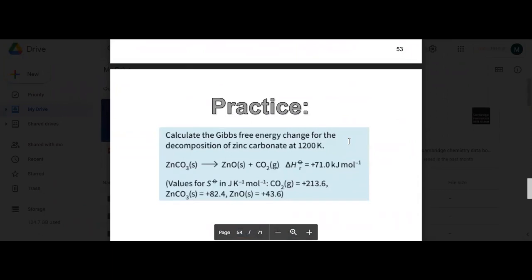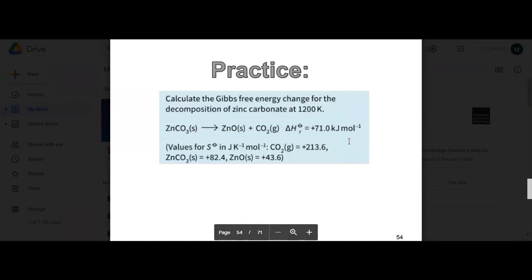Okay, now let's practice. Calculate the Gibbs free energy change for the decomposition of zinc carbonate at 1200 Kelvin. So delta G equals delta H minus T delta S. Delta S is... okay, so this is not spontaneous at 1200 K. Sorry, spontaneous. Negative. Sorry, my bad. So negative, that means spontaneous.